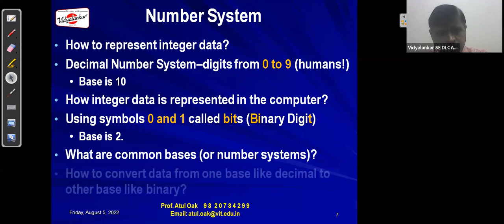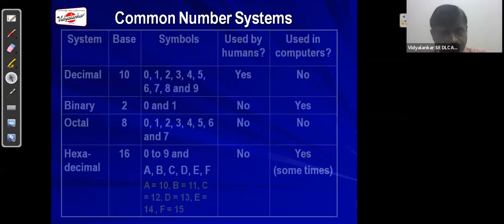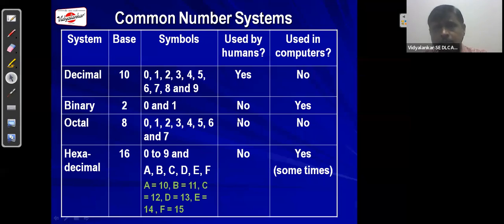Go to the last point, point number 5. There are 4 number systems most commonly used, as follows.